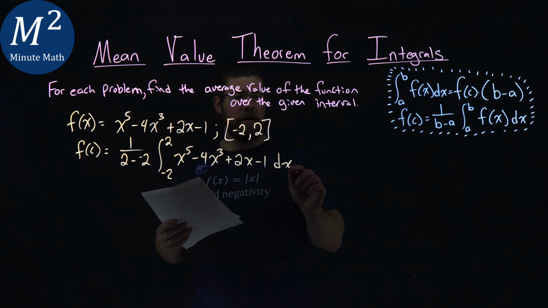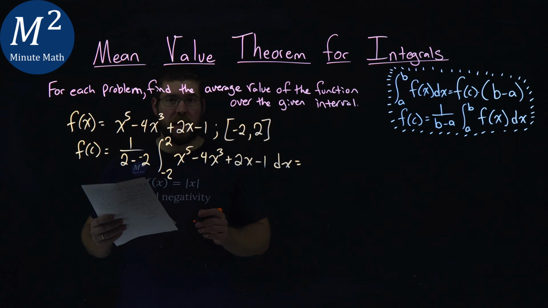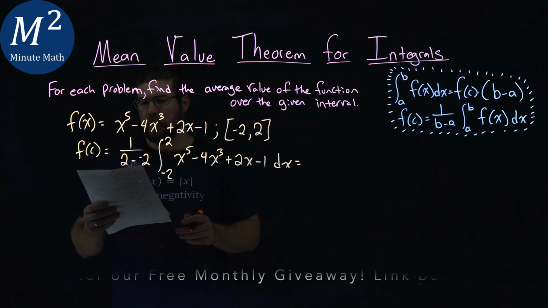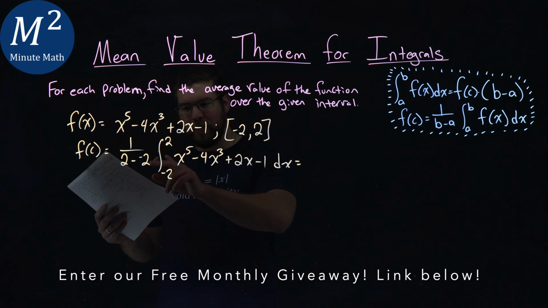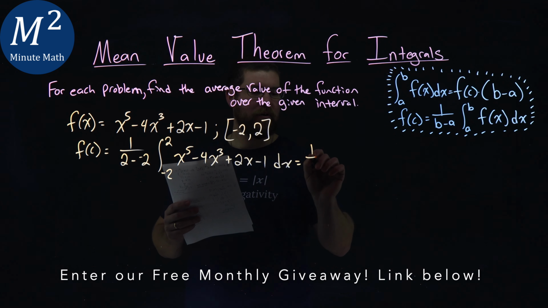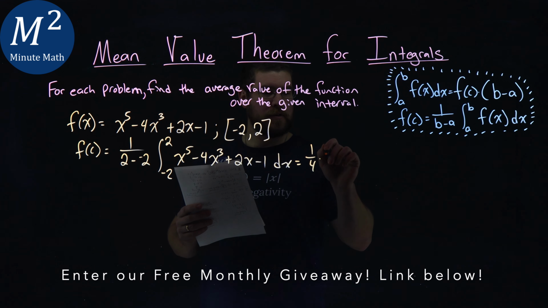So then from here, let's go simplify this and solve it. 1 over 2 minus a -2 is 1 over +2 plus a +2, so it's 1/4, times the integral here.